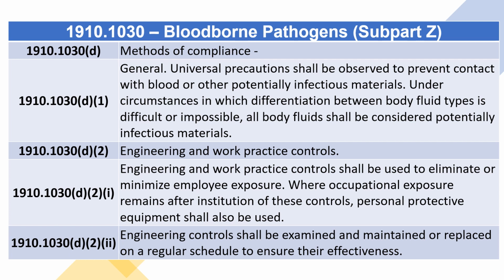1910.1030 D2(1) through D2(7). Engineering and work practice controls shall be used to eliminate or minimize employee exposure. Where occupational exposure remains after institution of these controls, personal protective equipment shall also be used. Engineering controls shall be examined and maintained or replaced on a regular schedule to ensure their effectiveness.